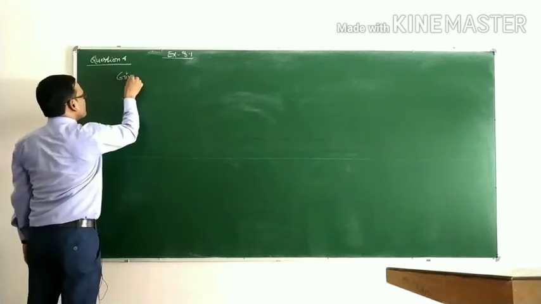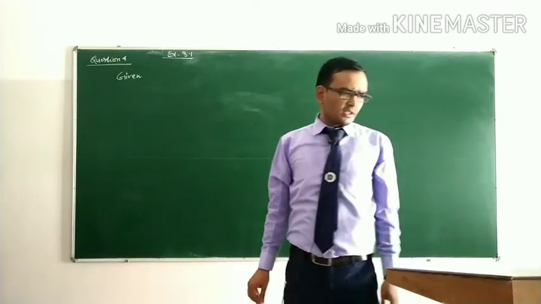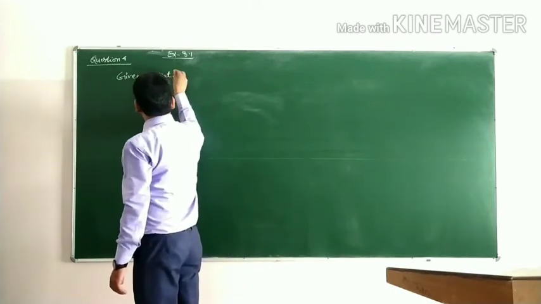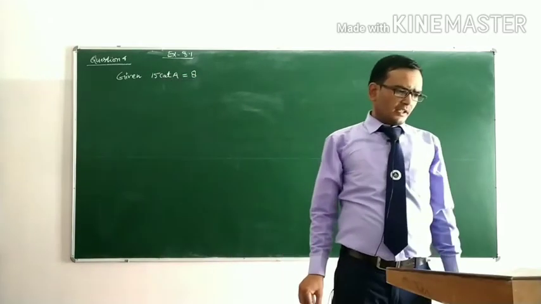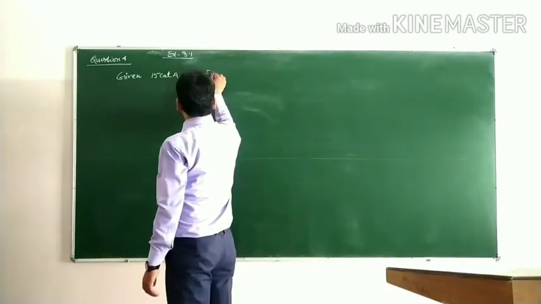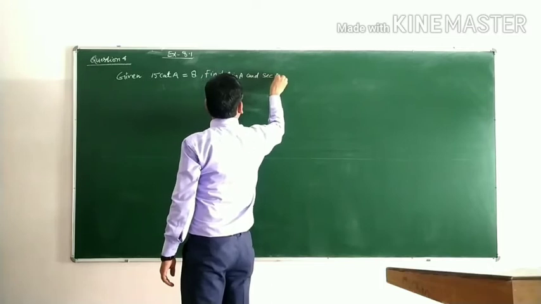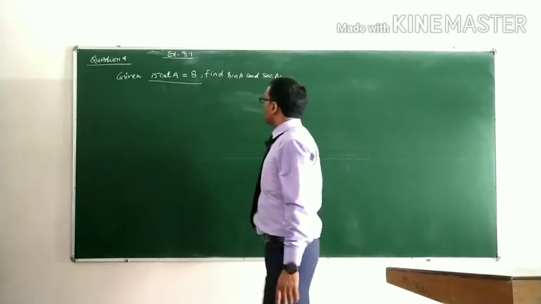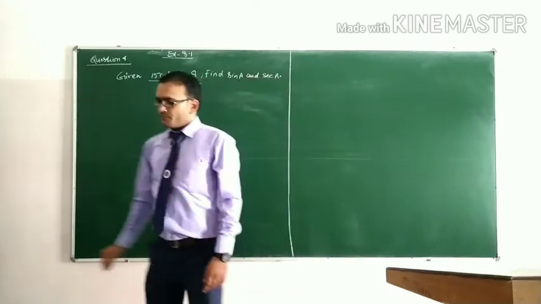Given 15 cot A equal to 8, find sin A and sec A. What is the question? Given 15 cot A equal to 8, find the sin A and sec A. Now student, we solve this question.